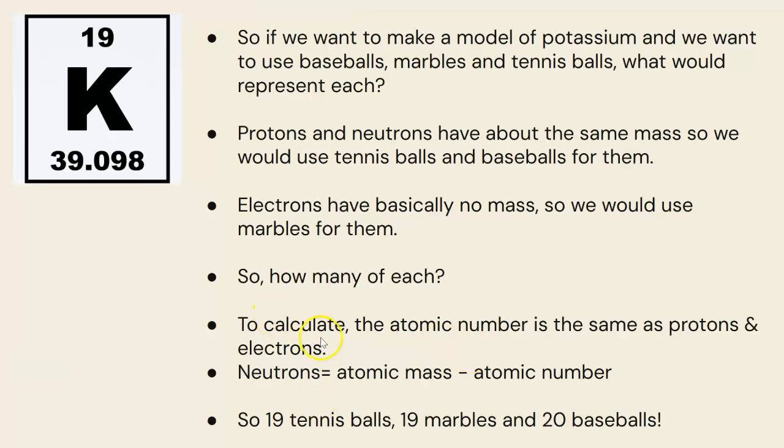So remember, to calculate protons and electrons, our atomic number is going to be the same as protons and electrons in a neutral atom. For neutrons, we take this bottom atomic mass and subtract the atomic number.